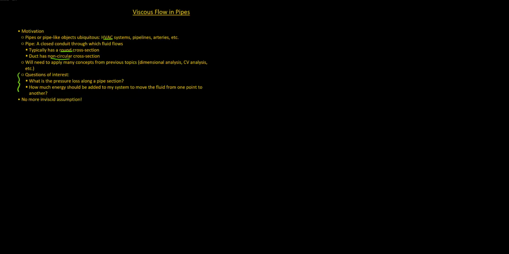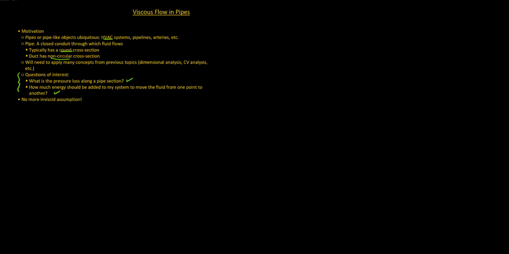What we seek to answer in our study of viscous flow in pipes can be the following. We might want to ask, what is the pressure loss along a pipe section? Or let's say, if I want to move a fluid from one point to another, given certain parameters, how much energy should be added to my system? And that form of energy could be, let's say, a pump that we need to size for a certain piping system.